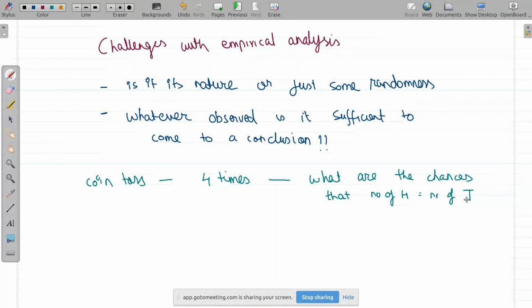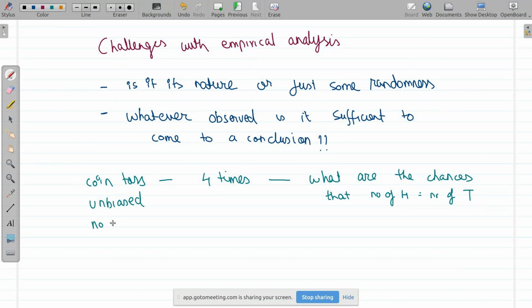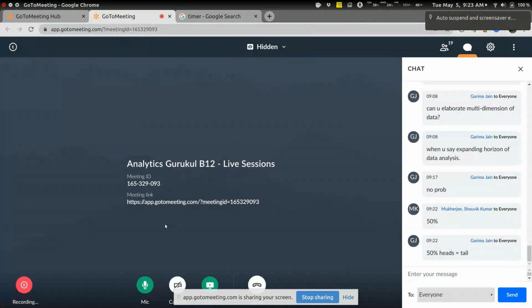Yeah, simple experiment. You are saying the coin is unbiased. Okay, I am controlling the environment. I am saying unbiased coin, no external impact, no wind force, nothing. And in this kind of controlled environment, I am tossing the coin 4 times. Now tell me, what are the chances of number of heads?